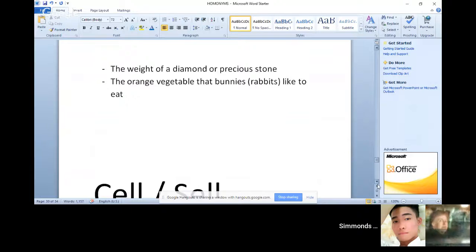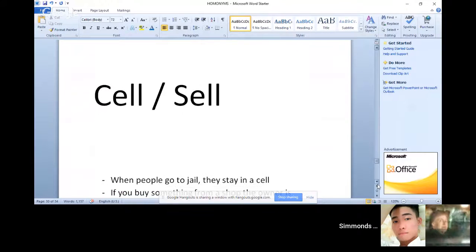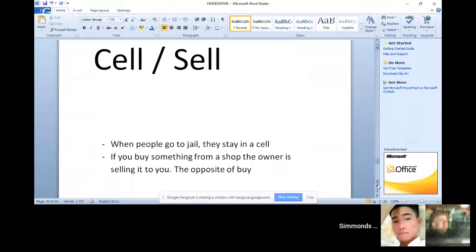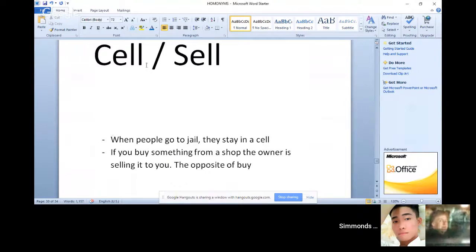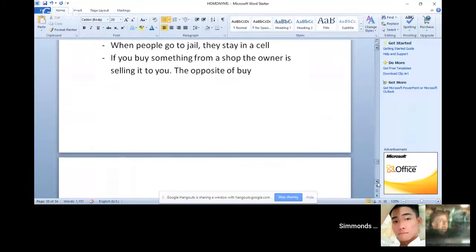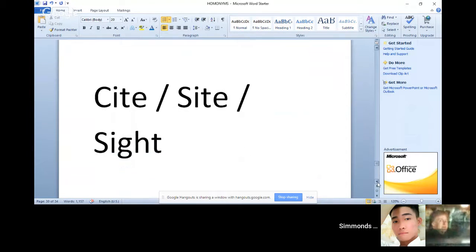Okay. Let's take a look at this one. Cell and sell. I kind of went too far. When people go to jail, they stay in a cell. So that's the C word. And sell, I'm thinking maybe we've seen this before. It's when you sell something. When you work at a shop and you want people to buy things, so you sell it. So that's kind of simple. It's like the never ending document today.